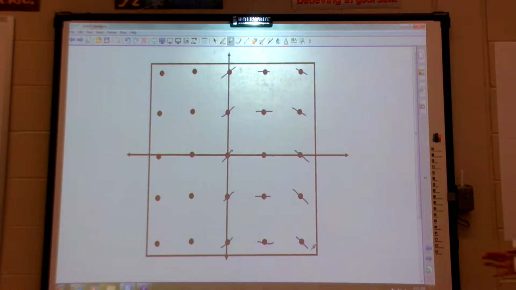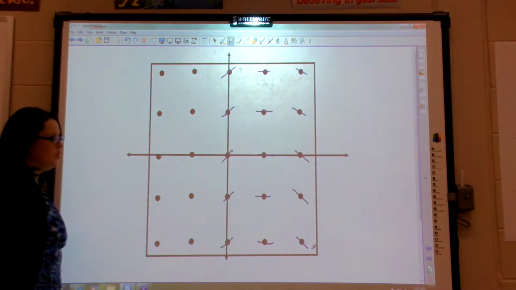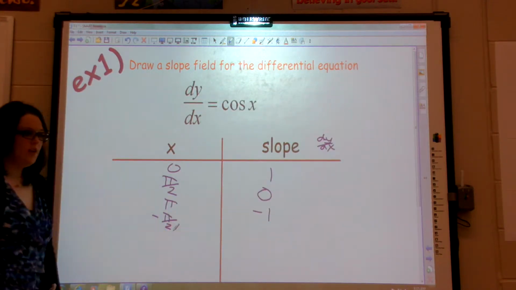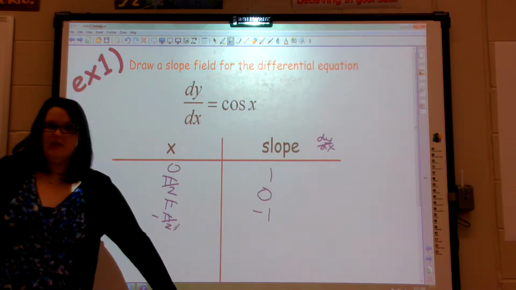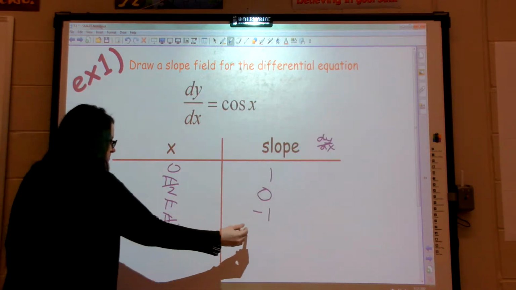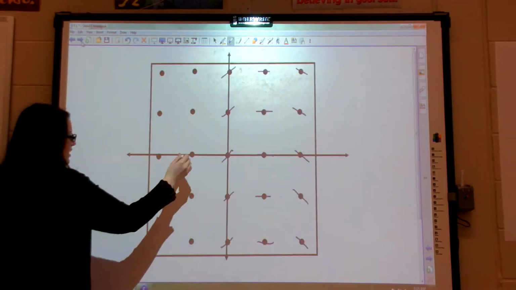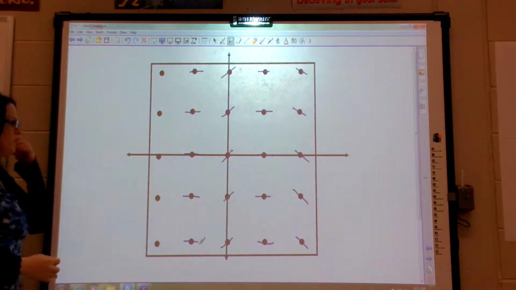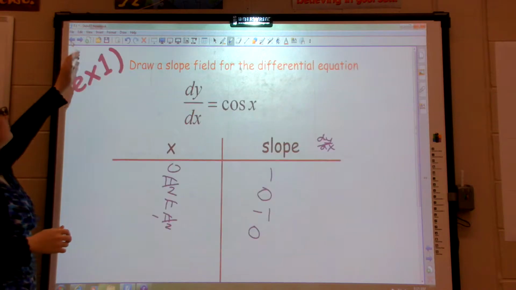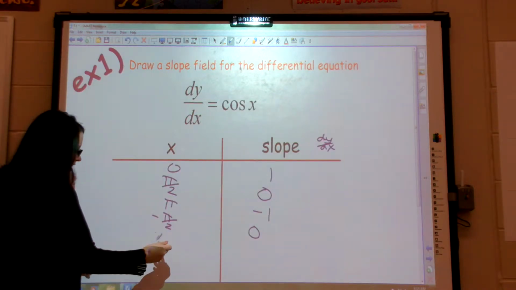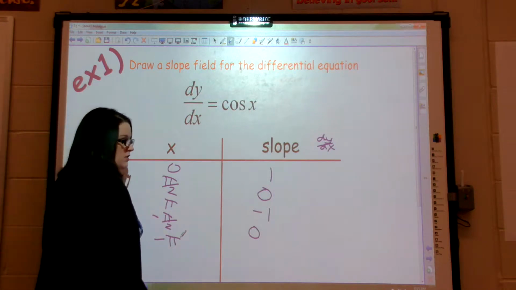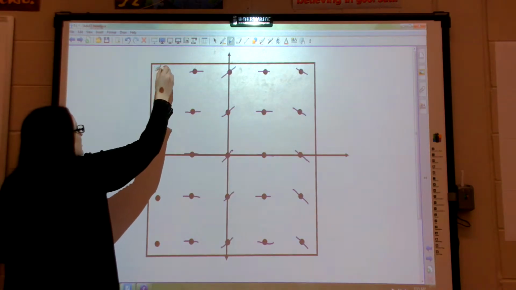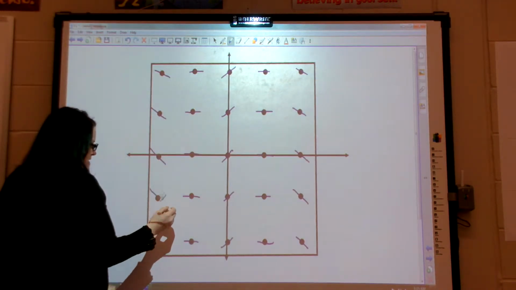Okay. So over here, what value is that? Negative pi over 2. So add it in your table. What is cosine of negative pi over 2? 0. So all along that line, once again, 0. And the last place is negative pi. What's my slope there? Negative 1. So use your ruler, add a row of dots for you, just so it's the same as mine.